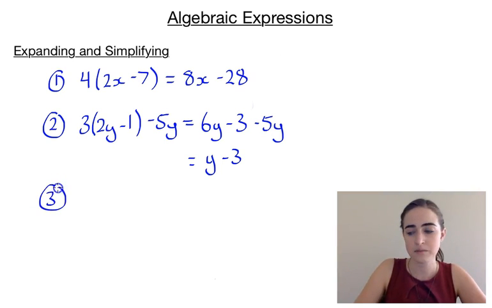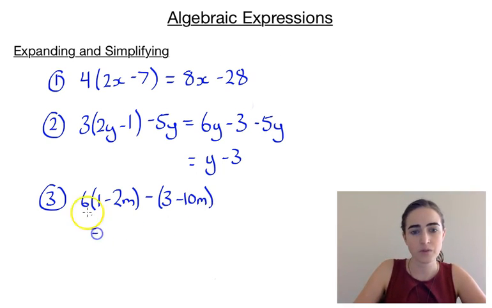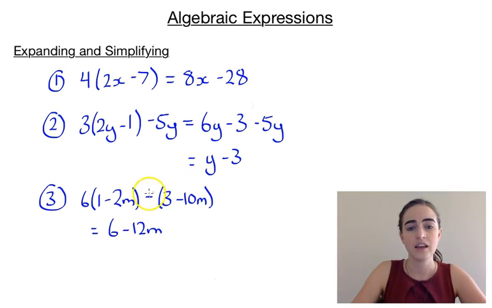All right, our last example is if we had 6 outside of 1 minus 2m minus 3 minus 10m. All right, so in this one, multiply out this first bracket. So 6 times 1 will give us 6. 6 times minus 2m will give us minus 12m. This second bracket here, that negative in front of the bracket is like having a minus 1 there. So we'll go minus 1 times 3 will give us minus 3. And minus 1 times minus 10m would give us plus 10m.